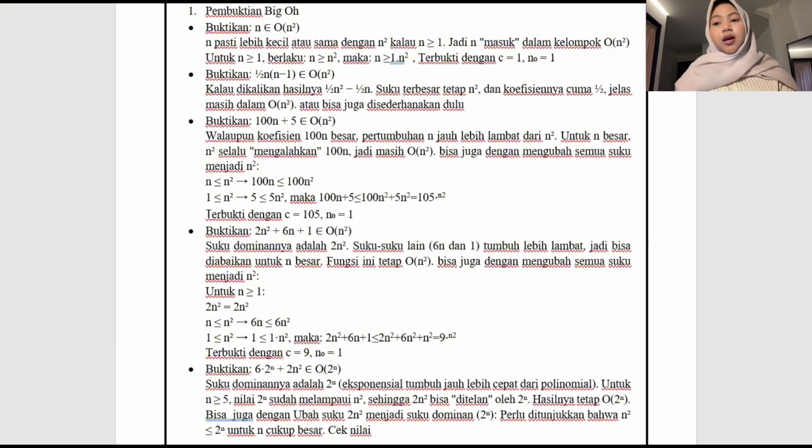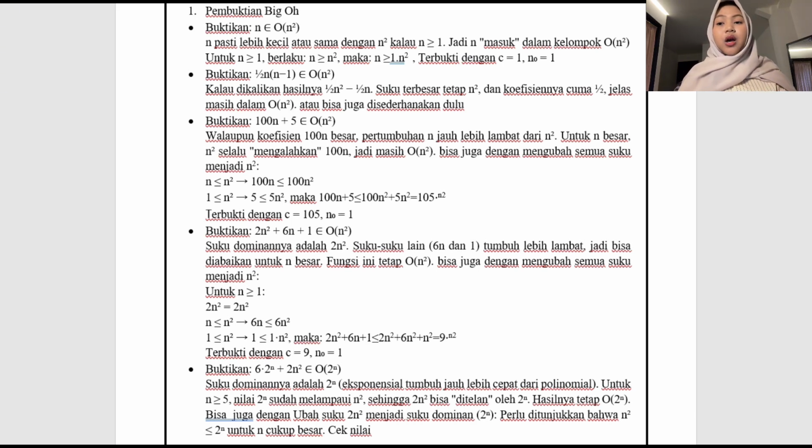Proof 2, expanding gives n squared minus n minus 1, and the dominant term is n squared, and the negative part only makes it smaller, so it is clearly bounded by n squared, proven with c equals 1 and n0 equals 1.